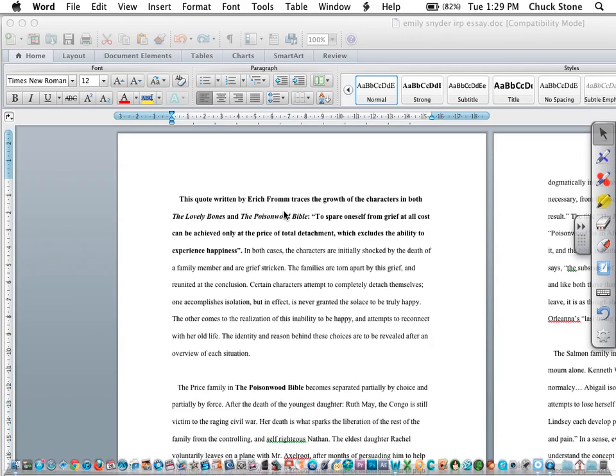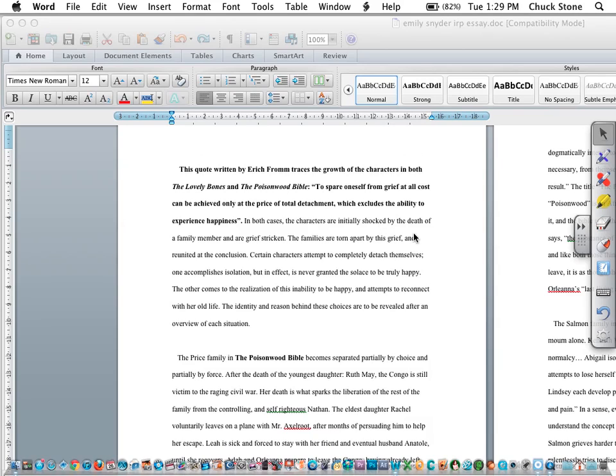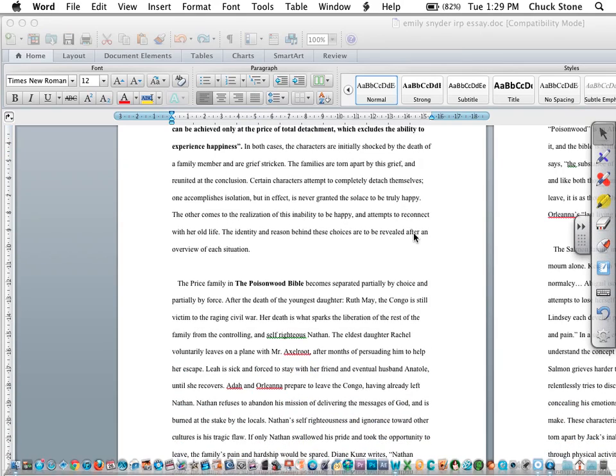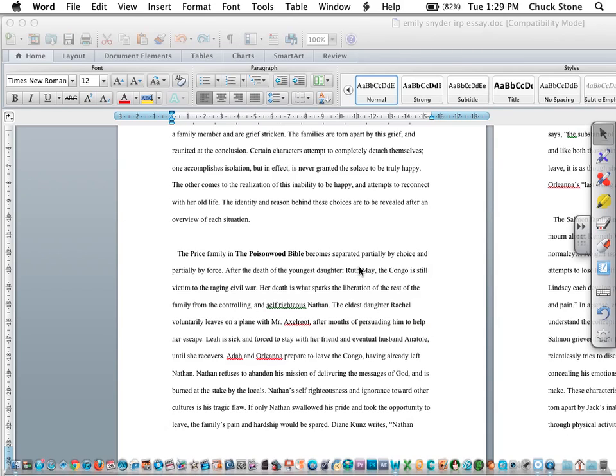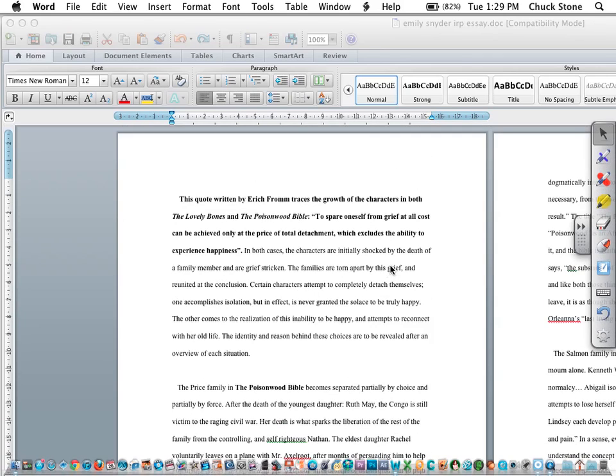Let's go up and see what the thesis says. To spare oneself from grief at all costs can only be achieved at the price of total detachment, which excludes the ability to experience happiness. The Price family in The Poisonwood Bible becomes separated partially by choice and partially by force. What do you think? I'm not sure that really specifically supports the thesis statement.